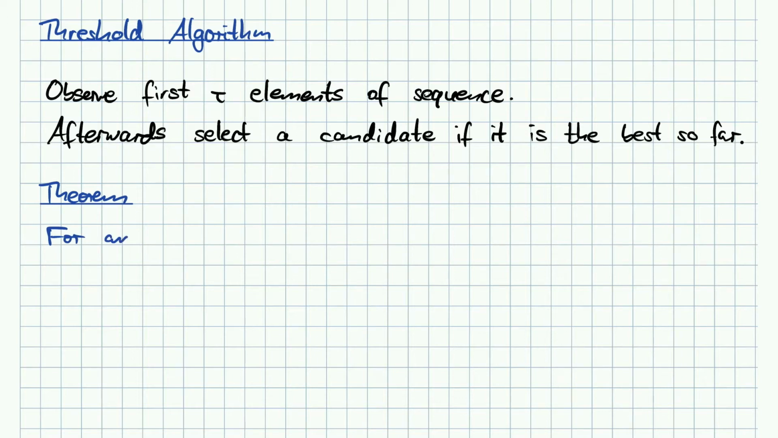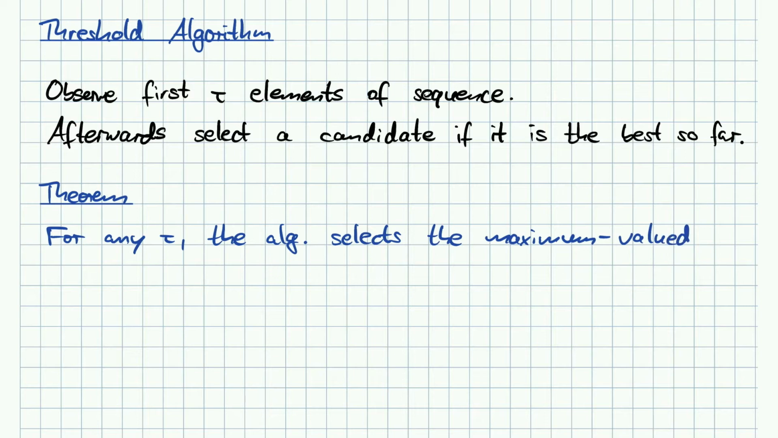We will show that for any tau, the algorithm selects the maximum valued candidate with probability as follows. Take the sum from tau plus 1 to n, and then it is 1 over n times tau over t minus 1.